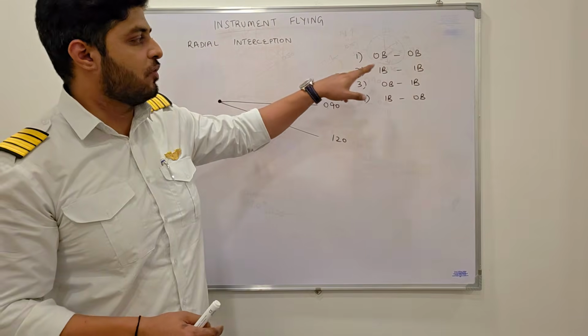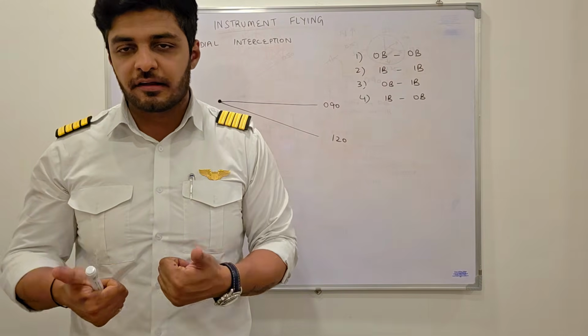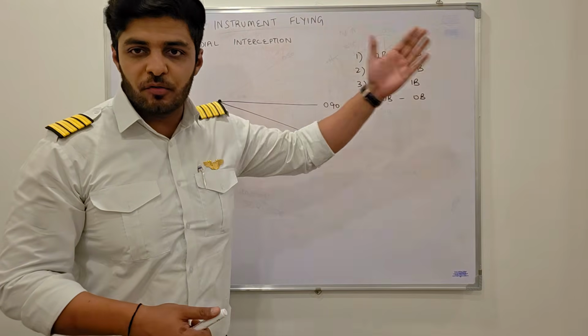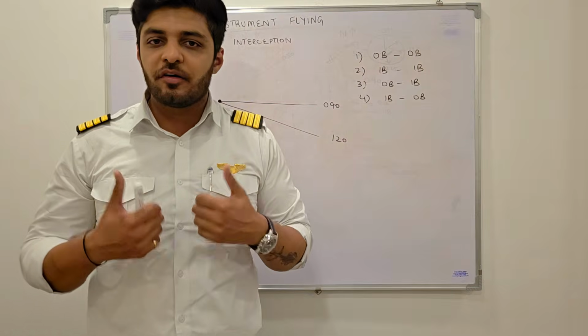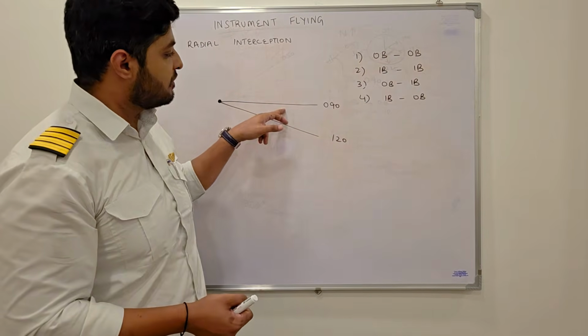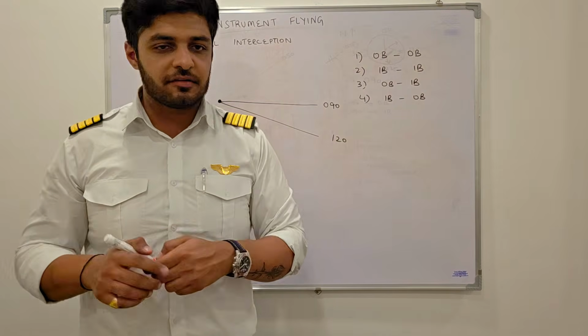The next is inbound to inbound. I'm coming inbound to a station, I have to intercept a radial inbound towards the station itself. Third, outbound to inbound. If I'm going outbound from a station and I have to come inbound to intercept another radial towards the station. Similarly, inbound to outbound. If I'm going inbound to a station and I have to turn somewhere to proceed outbound from the station.